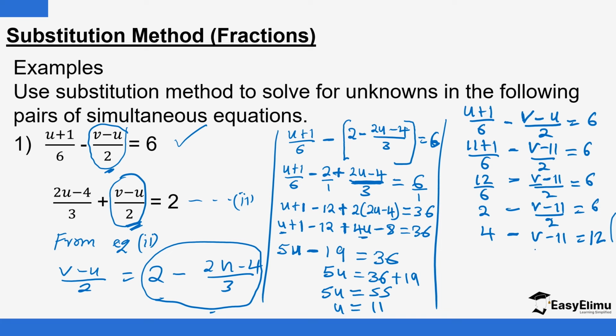Now I can take v to the other side and 12 can be brought to this other side. Let me subtract: 4 minus 11 is negative 7, minus v is equal to 12. So minus v is equal to 12 plus 7, so minus v is equal to 19 and v is equal to negative 19. So we have still used the substitution method to help us solve for the unknowns in the given set of simultaneous equations.